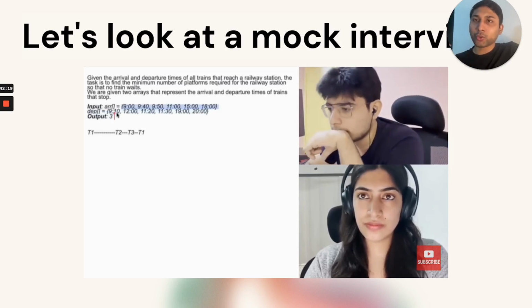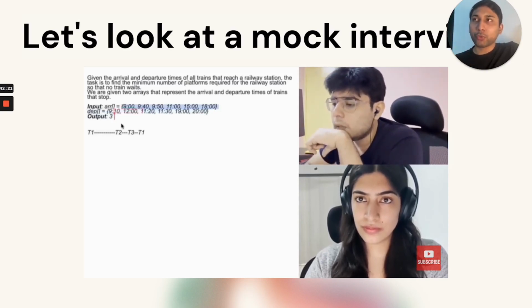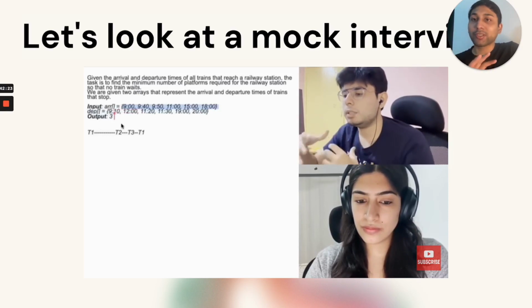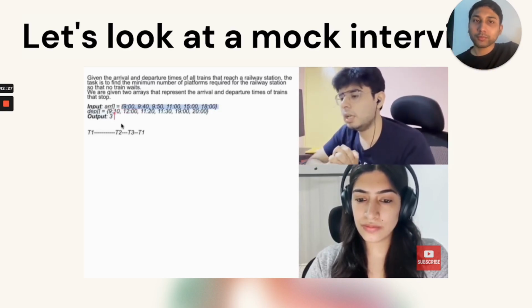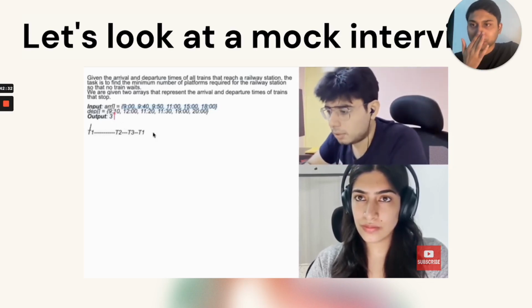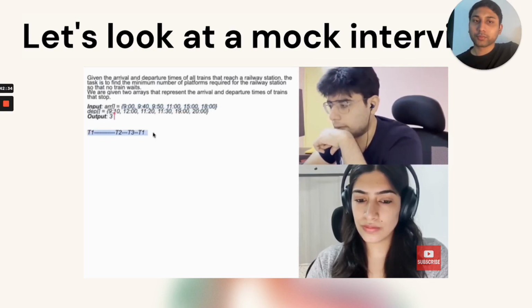Now he's going through step by step what we'll need to do: first, second, and third. He has not started coding yet. Basically it is merging these two sorted arrays, right? And then we can apply this algorithm that I just described over here.